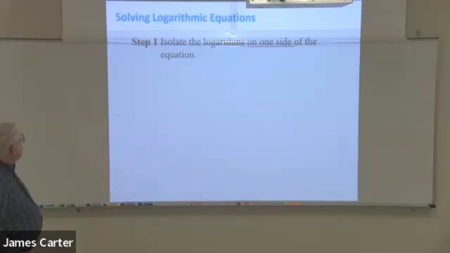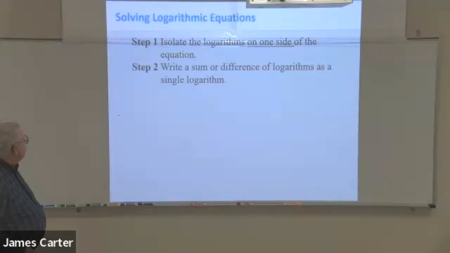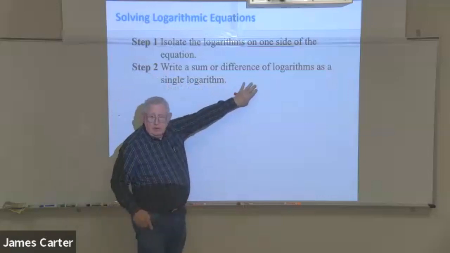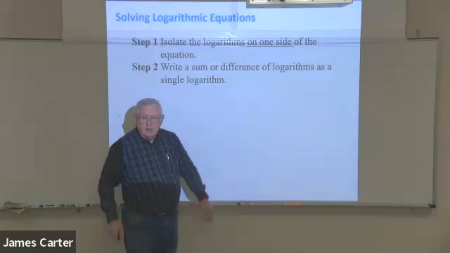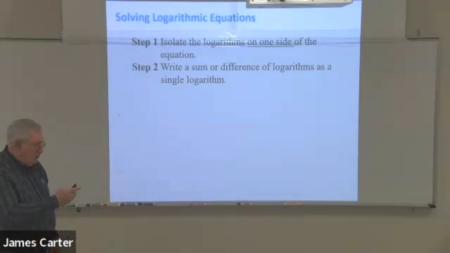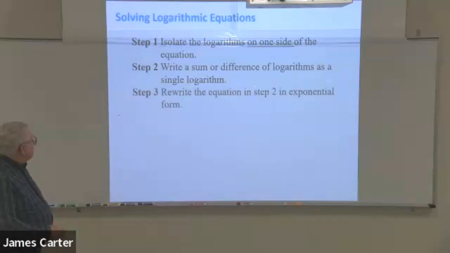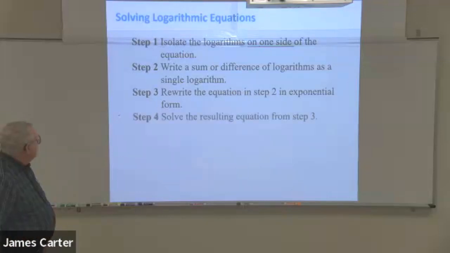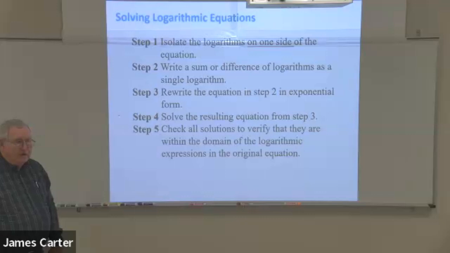Now, let's look at these. These are steps you might want to write down. Either that or take a picture of. Isolate the logarithms on one side of the equation. Write a sum or difference. In other words, contract. I would put the word contract in parentheses behind this. From a spread out thing, simplify to a single logarithm if you can. Okay? Then take that logarithm and convert it to exponential. Okay? Base stays the same, power comes over, and then the argument. Solve the exponential equation. And then they say to check it to make sure that you don't have any extraneous answers. Okay?